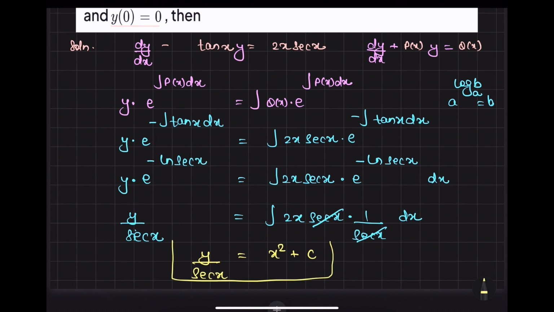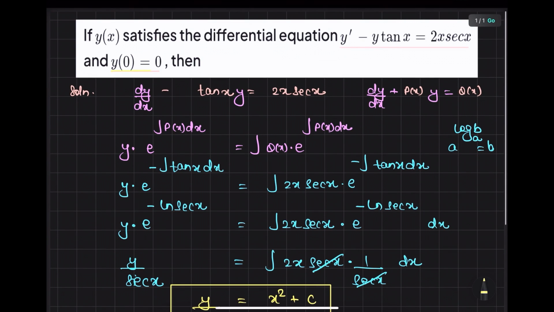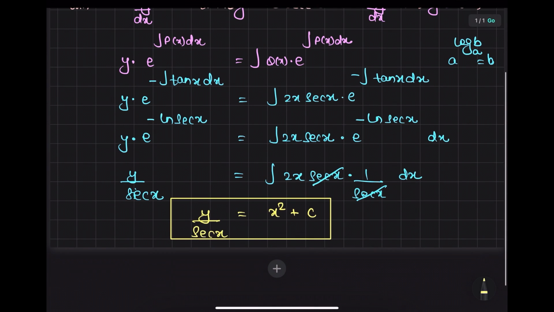Now we have to find out the value of integration constant. So for that they have given y of 0 is 0. So this function will satisfy 0 comma 0. So if you replace x and y with 0 and 0, because y is 0, LHS will become 0. Because x is 0, this RHS will become 0 and you will be left with C. So we got the value of C as 0. So the final result will be what? y equals x square sec x. So this is your function.